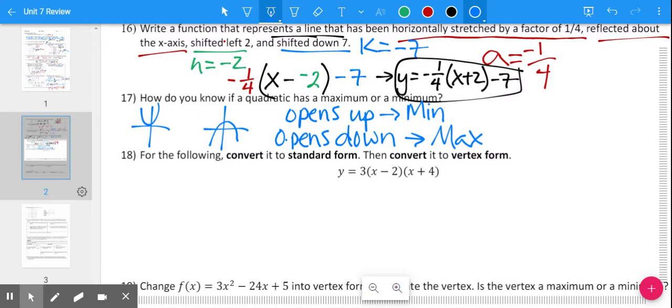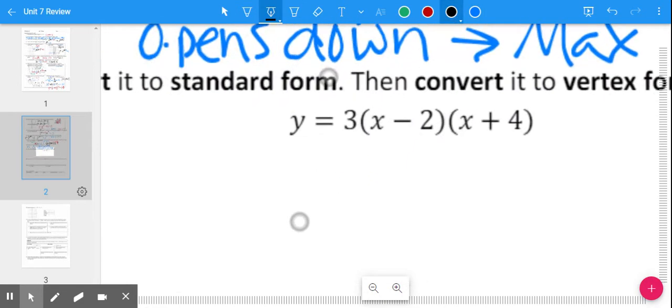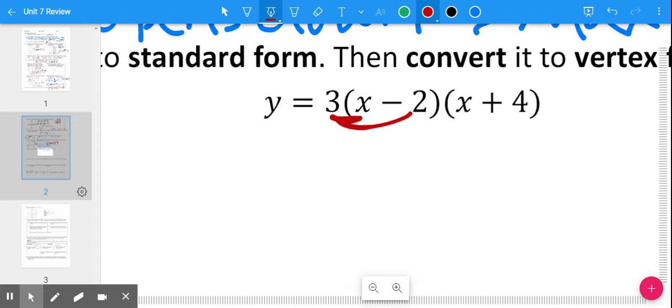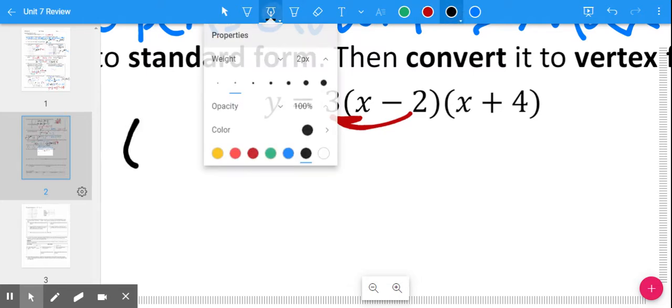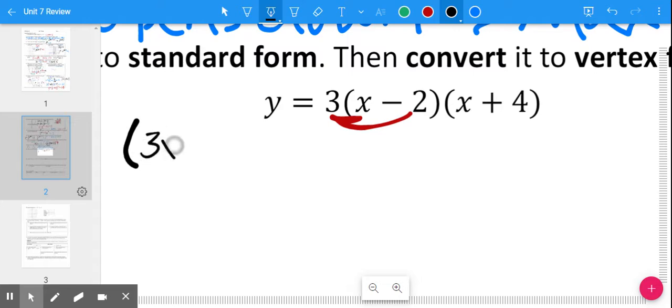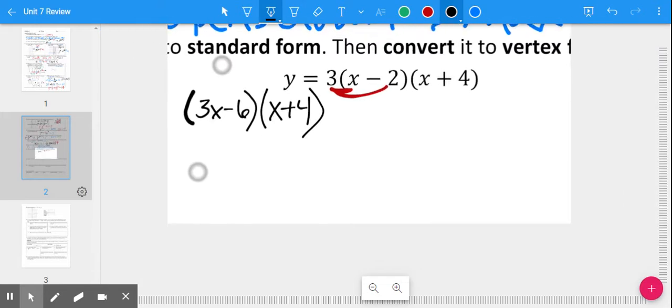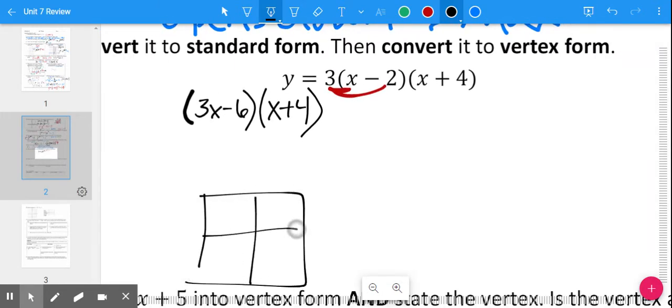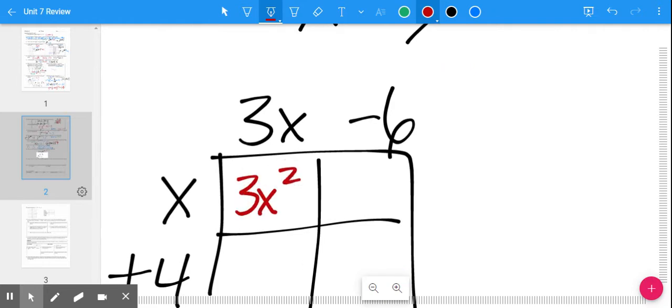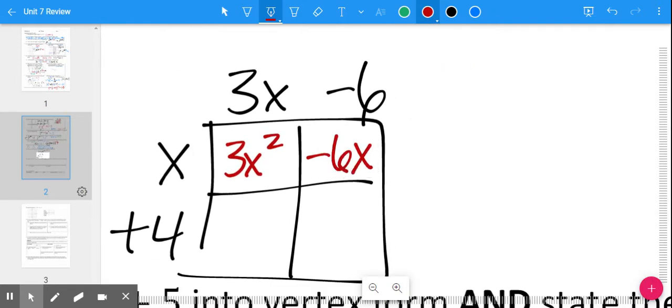The next one says, for the following, convert it to standard form, then convert it to vertex form. So we have to do both parts. The first thing I'm going to do is distribute this 3 to the x and the 2. So now I have 3x minus 6 as my first binomial, and x plus 4 as the second. When you do your box thing, your area model, we have 3x minus 6 and x plus 4. 3x times x is 3x squared, negative 6 times x is negative 6x, 3x times 4 is 12x, and negative 6 times 4 is negative 24.